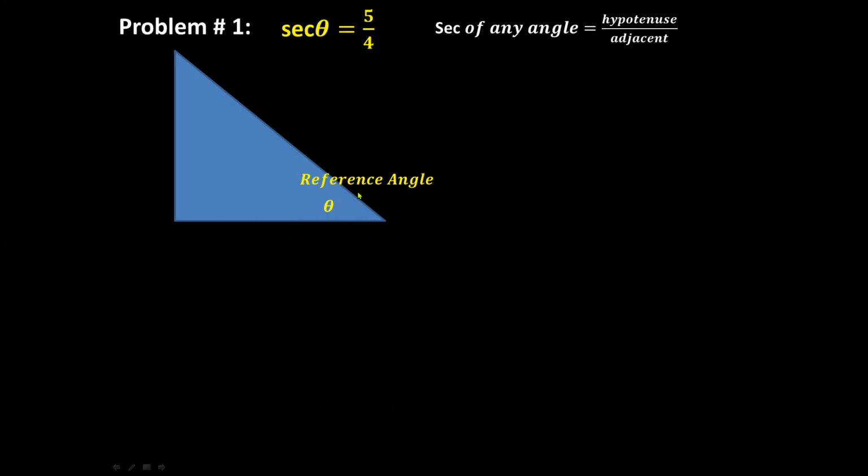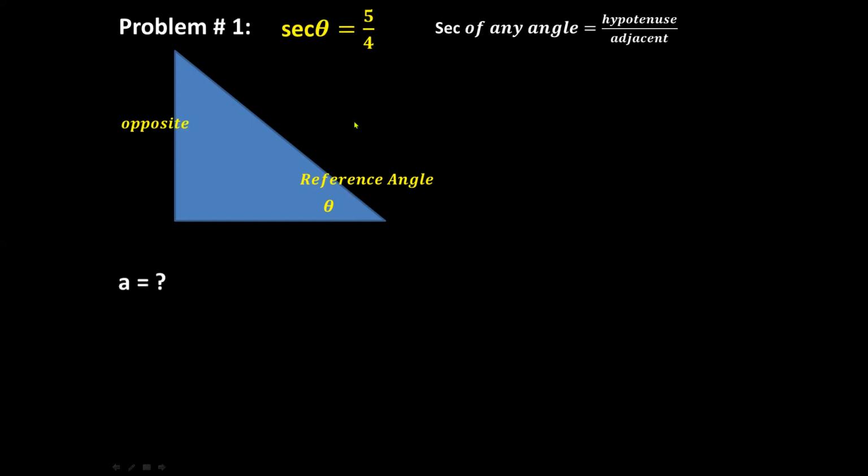Dalawa lang ang pagpipilian dito o sa taas. Ito kasi 90 degrees yan, hindi pwede yan. Right angle yan. So dito ko ipinosisyon ang ating theta na kung saan yan ang ating reference angle. At dahil may reference angle na tayo, pwede na nating lagyan ng pangalan ng bawat side. Kung ito ang ating reference angle, definitely ito yung opposite.